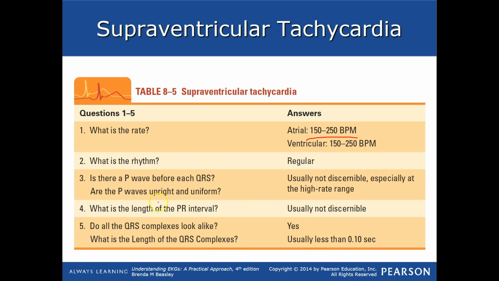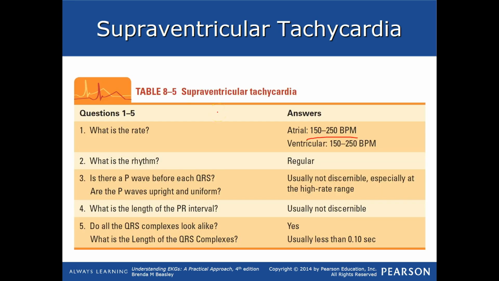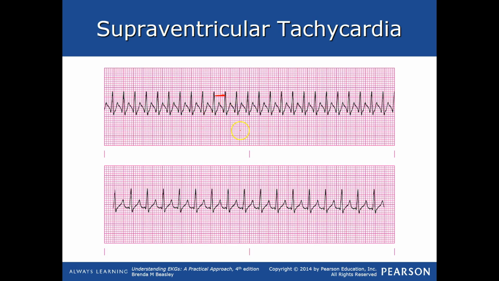Now, is there a P wave before each QRS? Usually not discernible, because the rate is going so fast. You can see here, this is so fast that everything gets squished in between, right? There's not much space in between. So there is going to be a P wave, it's just so cramped in there that it makes it really hard to see. Sometimes it can even be hidden, not necessarily in the QRS, but just hidden here.